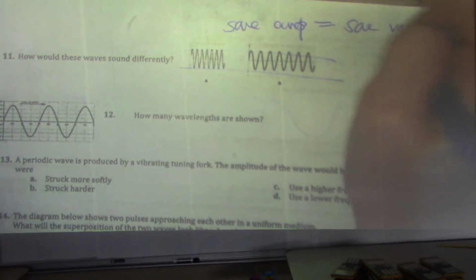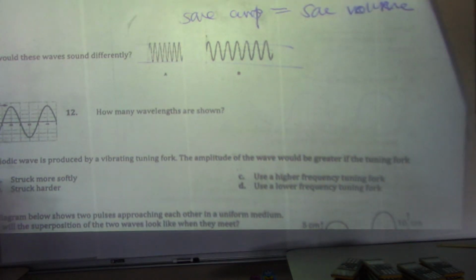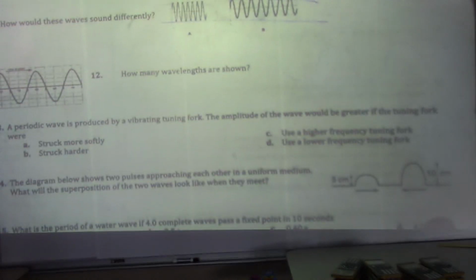How would these waves sound differently? If you look, they're the same amplitude. Because they're the same amplitude, that means they're going to be the same volume. So one is not louder than the other. They're the same volume, same loudness.